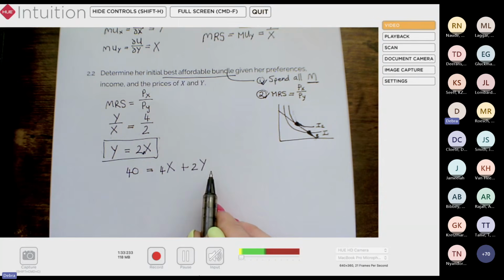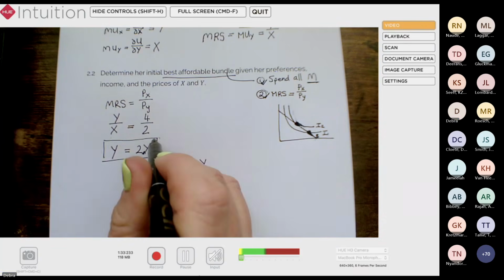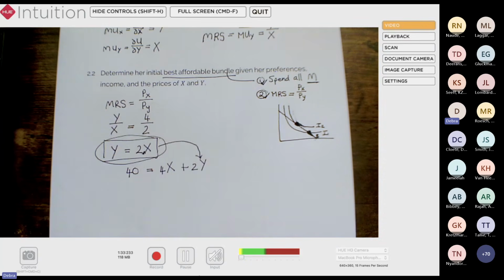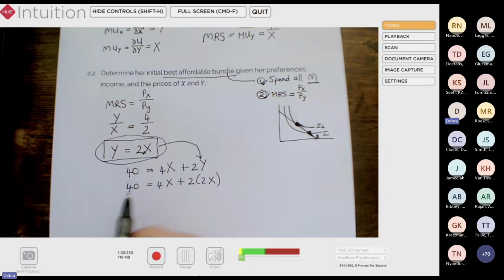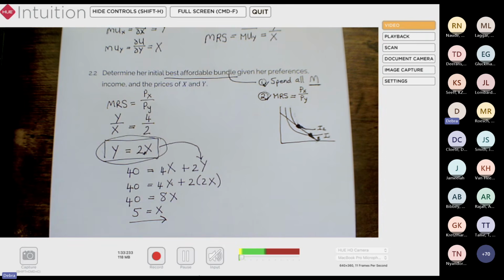All I'm going to do now is sub this in for Y, because I now know that Y must be 2X when I am optimizing. So now I have 40 is equal to 4X plus 2 times 2X. And so 40 is equal to 4X plus 4X, which is 8X, which tells me that I'm optimizing when I consume 5X. So now I know how much X I should be buying.